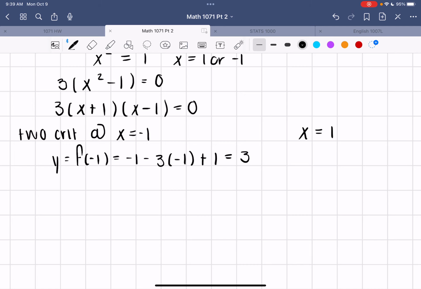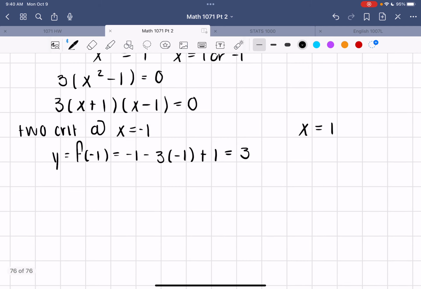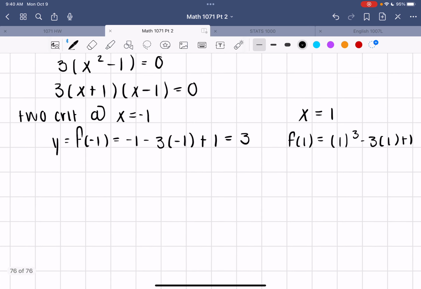So when x is negative 1, y is 3. There's a critical point. And when x is 1, y is negative 1. So I have these two critical points. Do you agree that gives me 3 intervals? It's 2 and only 2. There aren't any others.